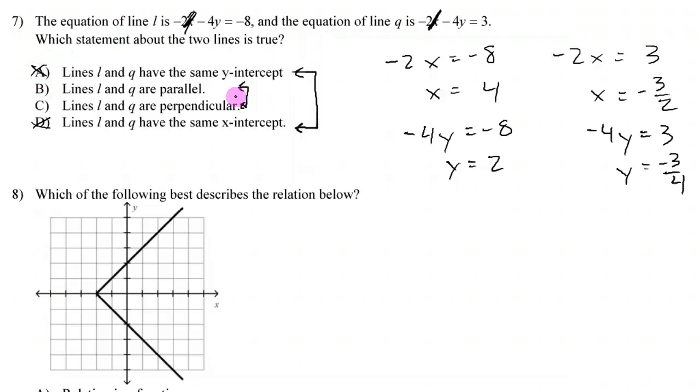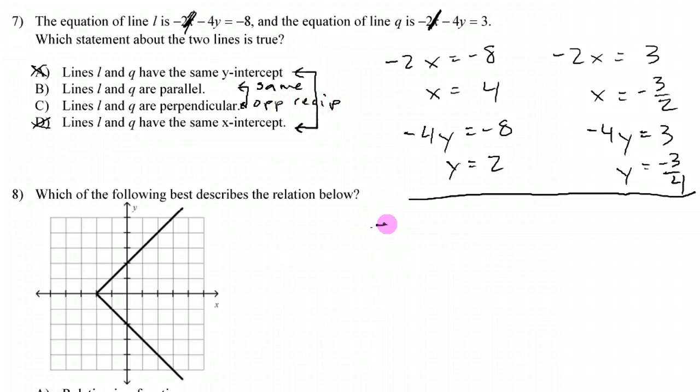So now we have to actually put them in slope-intercept form, or at least do the first part of it, to see if they have the same slope or opposite reciprocal slope. So that's what we're looking for. If it's the same slope, it's parallel. If it's opposite reciprocal, it's perpendicular.